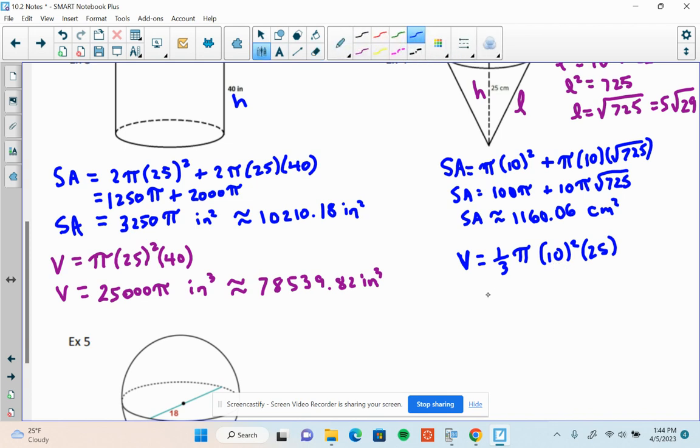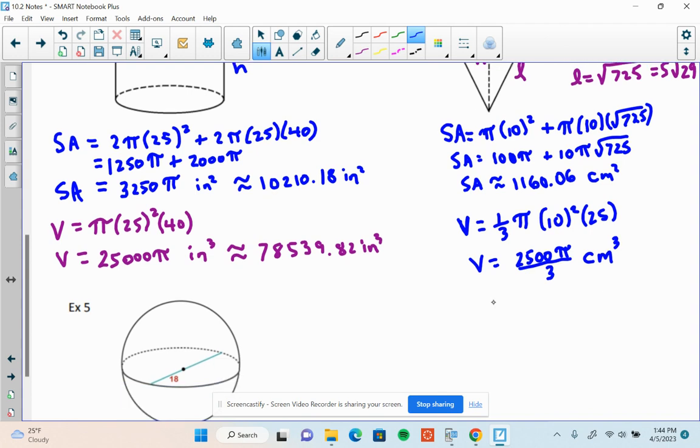Okay, we're going to simplify that a bit. Volume equals 10 squared is 100. 100 times 25 is 2,500. So we've got 2,500 pi divided by 3. Remember, multiplying by 1/3 is the same as dividing by 3. And this is going to be an exact answer. So if you need an exact answer, there's a nice one. If you need a decimal approximation, you grab your calculator and you come up with a decimal approximation.